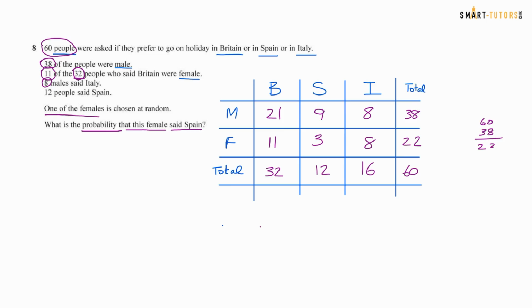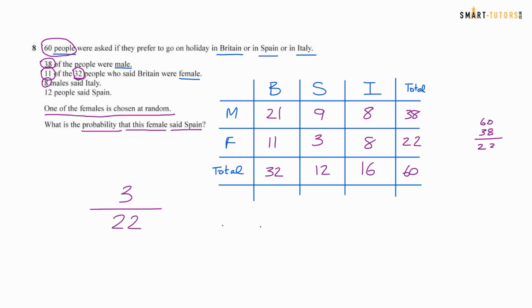They didn't ask for the table. They asked a simple question: the probability that this female said Spain. What do they say? One of the females is chosen at random. So this is conditional probability. They only talk about females. So the total female is 22. Out of this 22, what is the probability that this female said Spain?